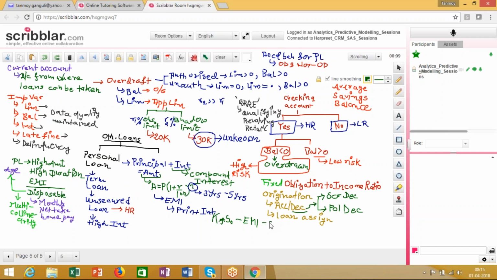Second is credit card limit. If you have a credit card with that bank, then that credit card limit is also adjusted, right? And after doing this adjustment, what you get is your loan amount. I am just showing you a representative kind of loan assignment. So over here, what we have is K times salary, minus EMI, minus credit card limit, equals the loan amount, right?